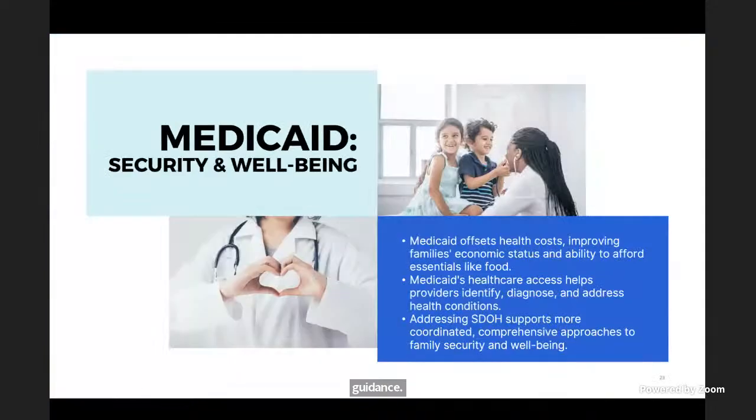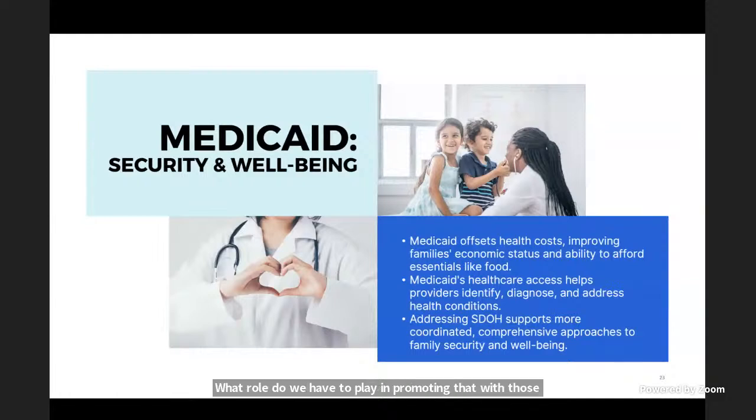Just to bring it all home, we know that Medicaid offsets health costs, improves families' economic status and ability to afford essentials like food, energy, housing. Medicaid helps healthcare providers identify, diagnose, and address health conditions. And we understand that a social determinants of health approach supports more coordinated, comprehensive approaches to family security and well-being. Take out the word Medicaid. Think about security and well-being. What role do we have to play in promoting that with those that we work with in the military community? You all do it every day.